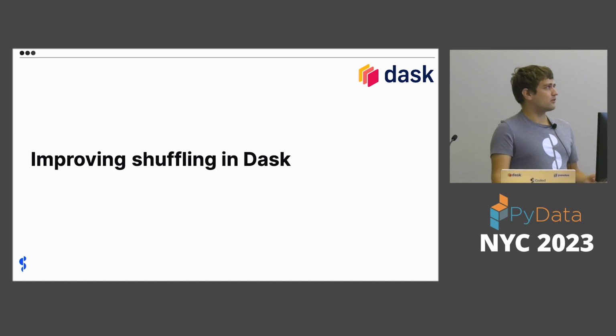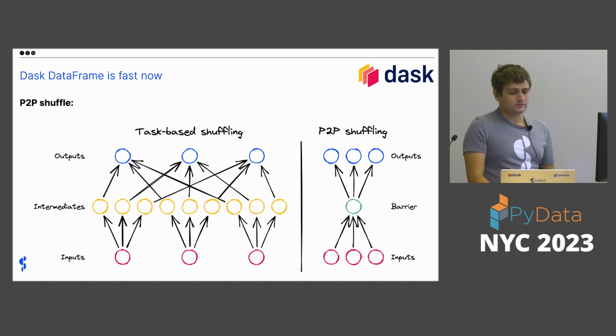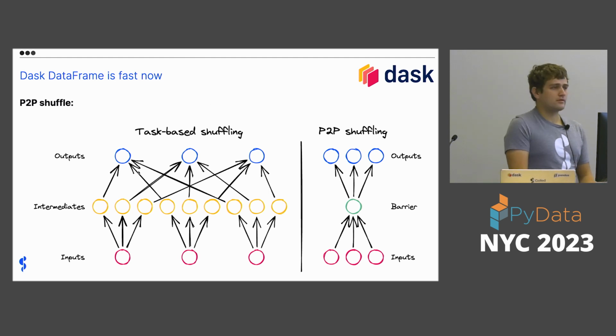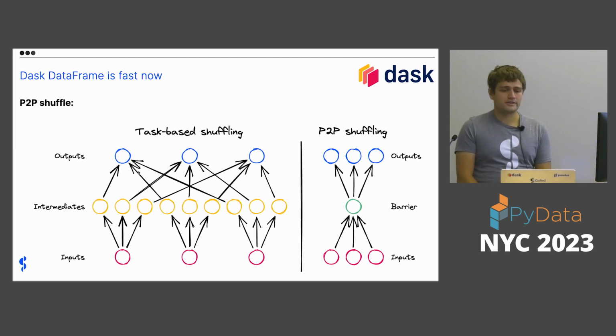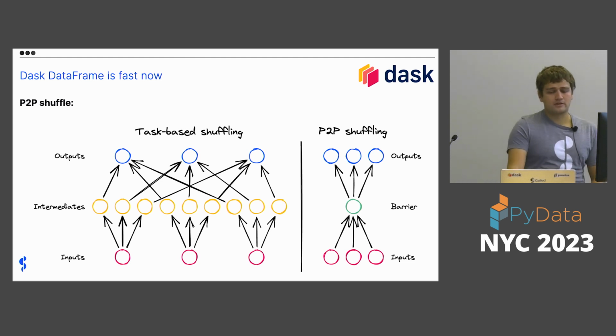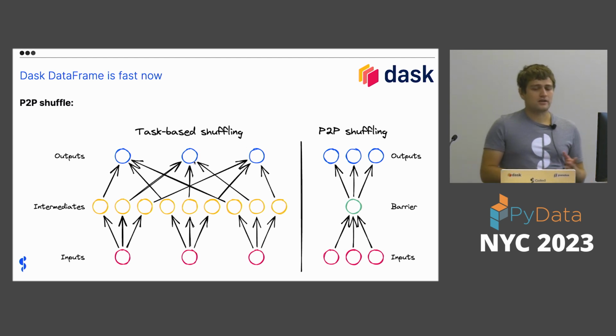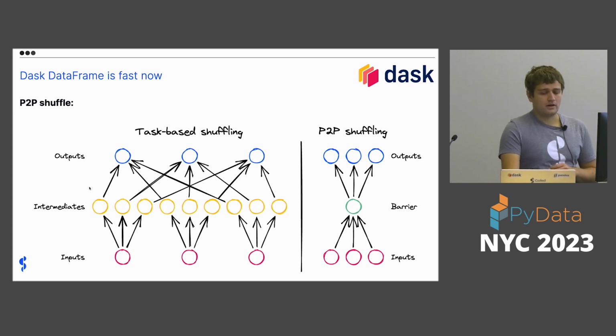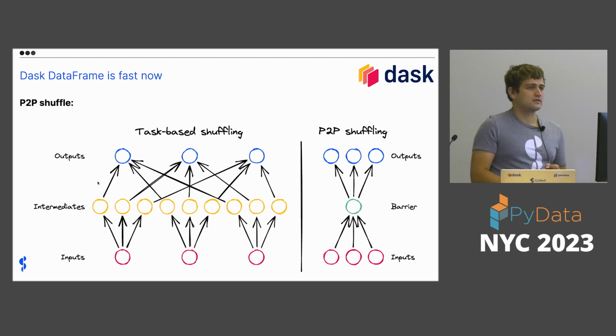So we start with the shuffle algorithm. The previous shuffle algorithm that was the default until earlier this year was a task-based shuffle algorithm. What we can see here is that we just had a bunch of inputs and a bunch of outputs that were on different workers. And to get to the output state, we had to create a lot of intermediate tasks.